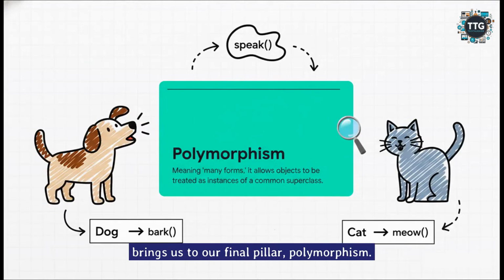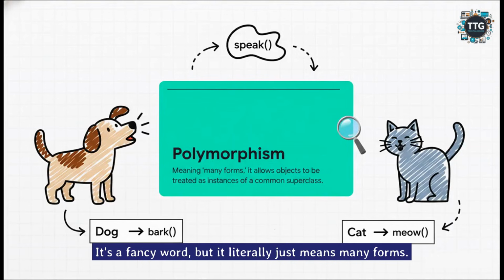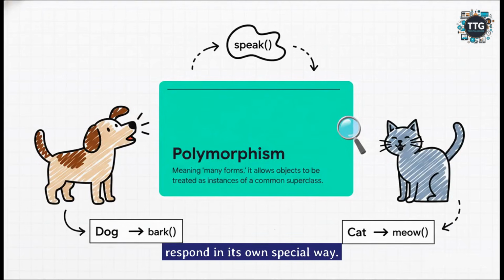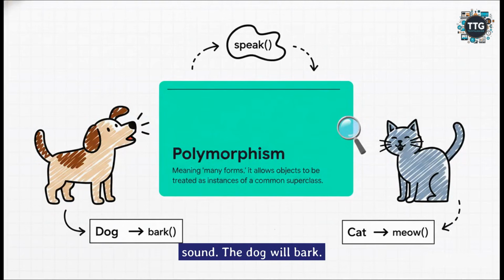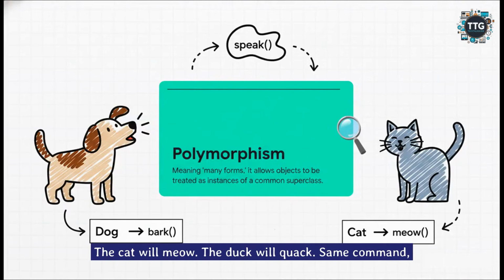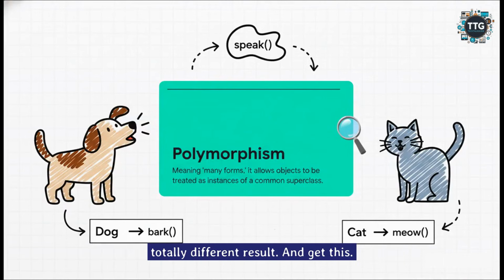And that brings us to our final pillar, polymorphism. It's a fancy word, but it literally just means many forms. And the magic of polymorphism is that you can use a single action for a bunch of different objects, and each one will respond in its own special way. It's like you could tell a bunch of different animals to make a sound. The dog will bark, the cat will meow, the duck will quack. Same command, totally different result.